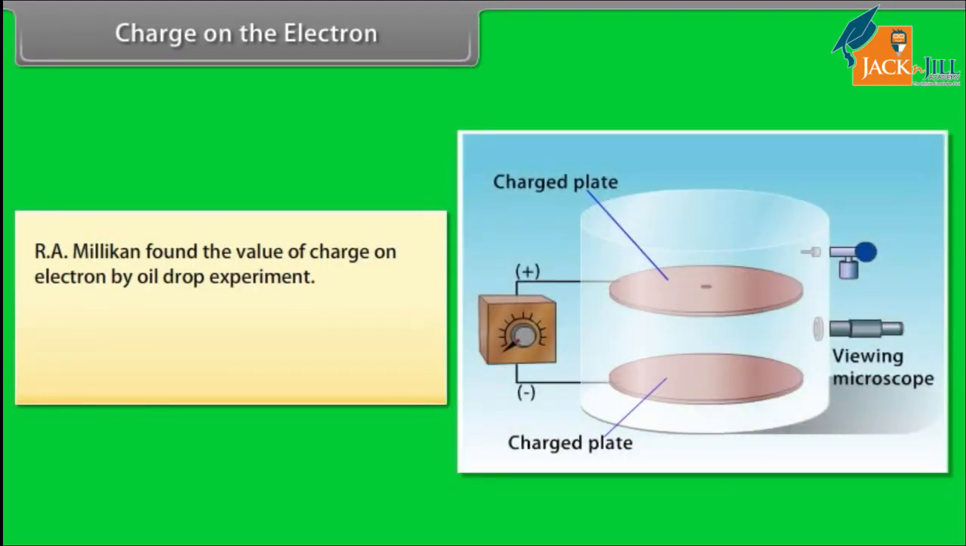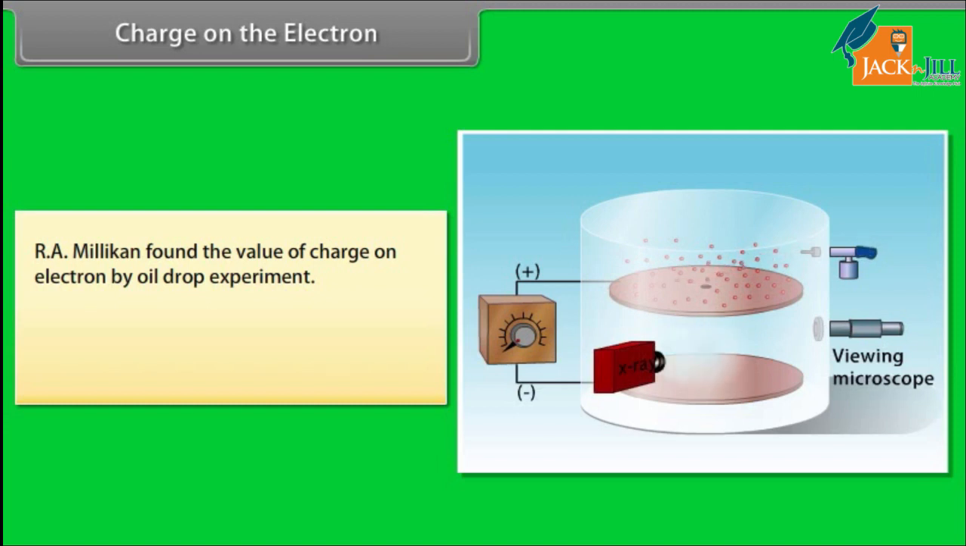Charge on the electron. R. A. Millikan found the value of charge on the electron by the oil drop experiment. The oil droplets enter the apparatus through a small hole and are allowed to fall in between two charged plates. The motion of the droplets is observed with a microscope.